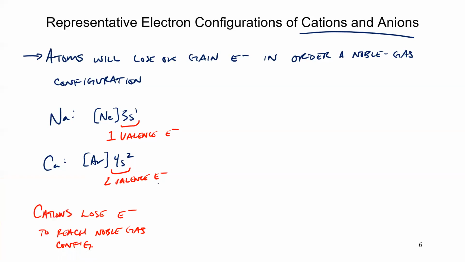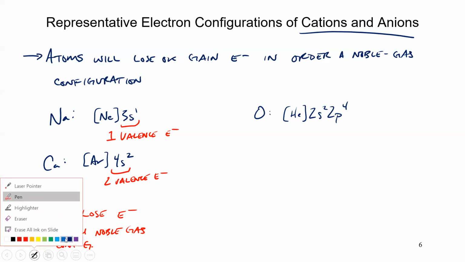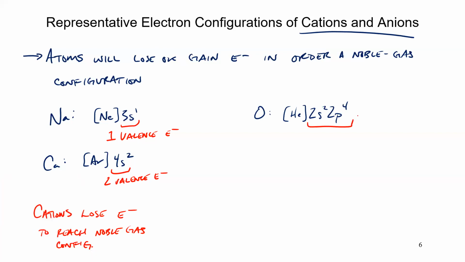If we take a look at what we know already to be negatively charged things like oxygen, oxygen is helium, 2s2, 2p4. Oxygen only has to gain 2 electrons to become like neon, or it could lose 6 electrons and become like helium. It's easier for it to gain 2 electrons than to lose 6.